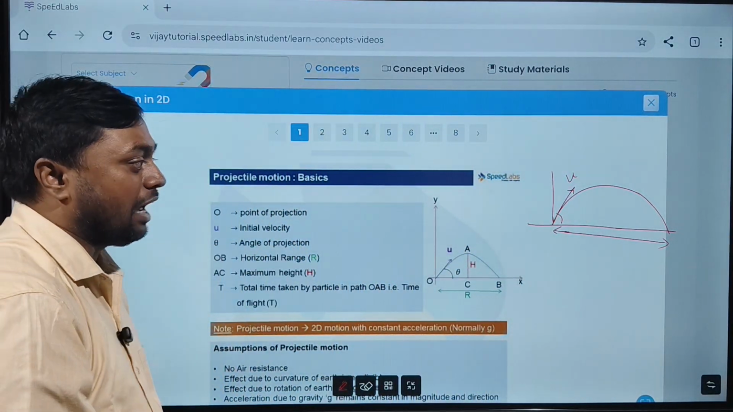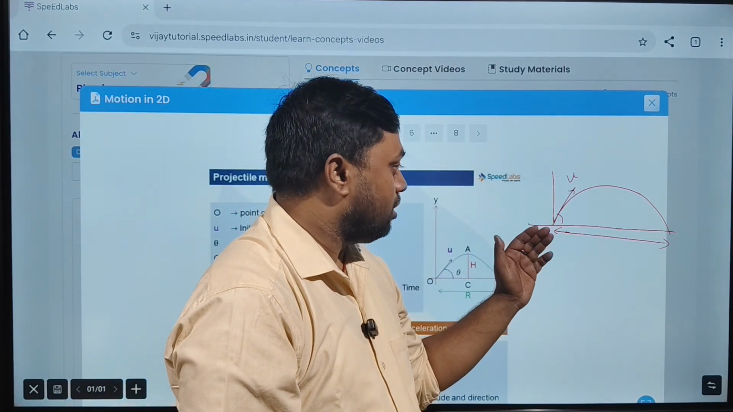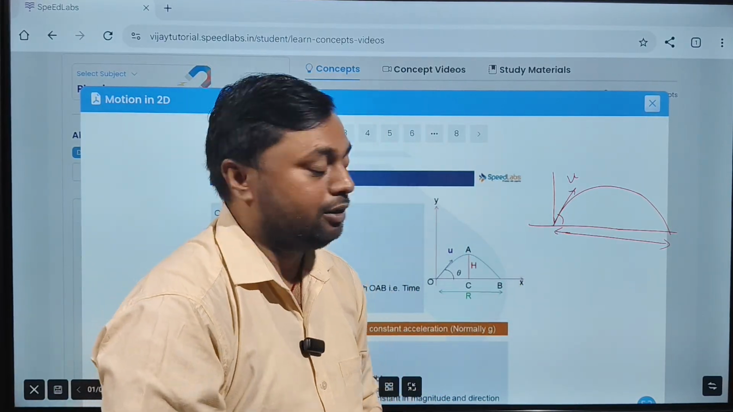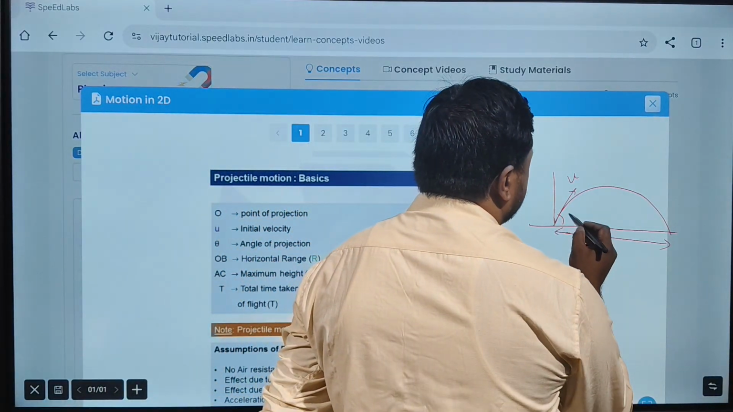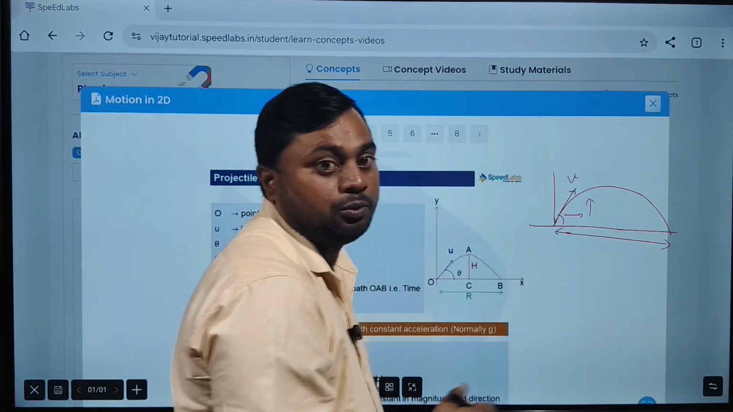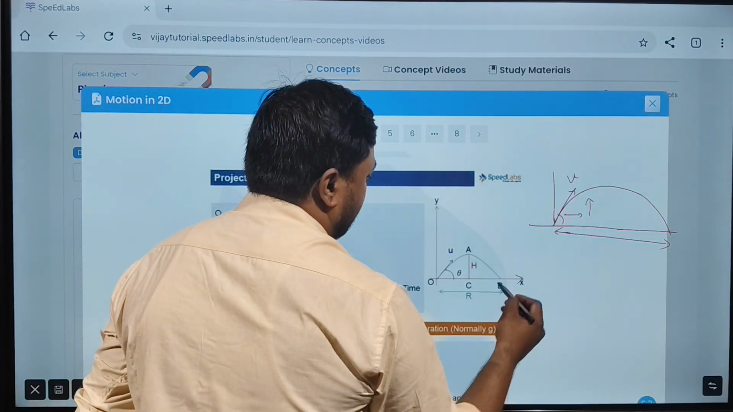And what is projectile motion? It is motion under the influence of gravity, and it is in two dimensions only. It means it is covering horizontal distance as well as vertical distance. Two types of distance it is covering. So here you can see, let's start.